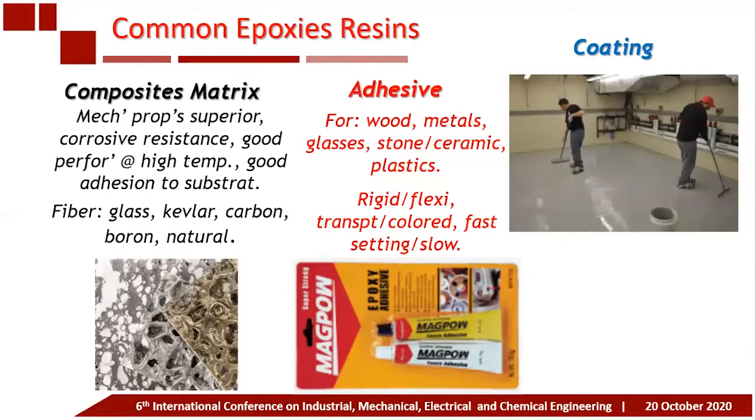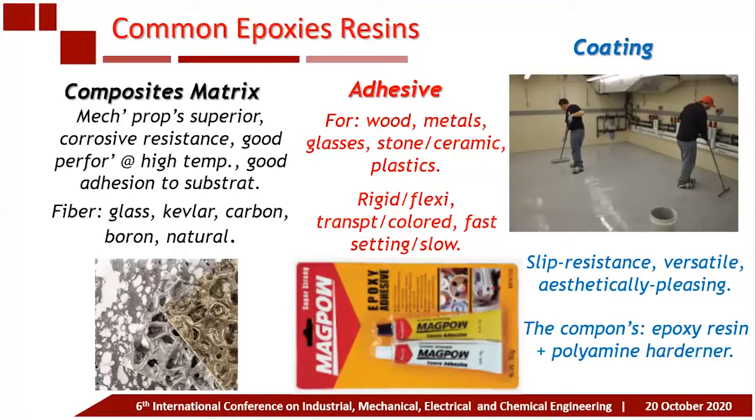And the next common epoxy resin application is coating, and the most common coating is for floors. Epoxy for these coatings, especially floor coating, has slip resistance and of course versatile aesthetic appeal. You can insert any picture or any art into this epoxy to make your floor interesting. The common composite applied for coating is just epoxy resin, the pure epoxy resin, and then combined with a polyamide hardener.